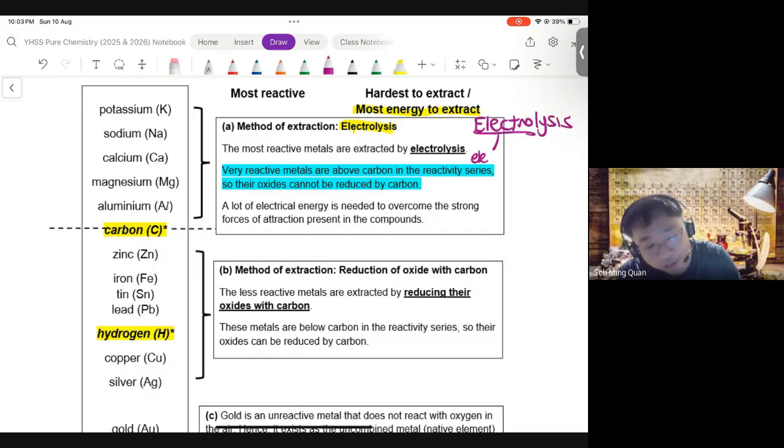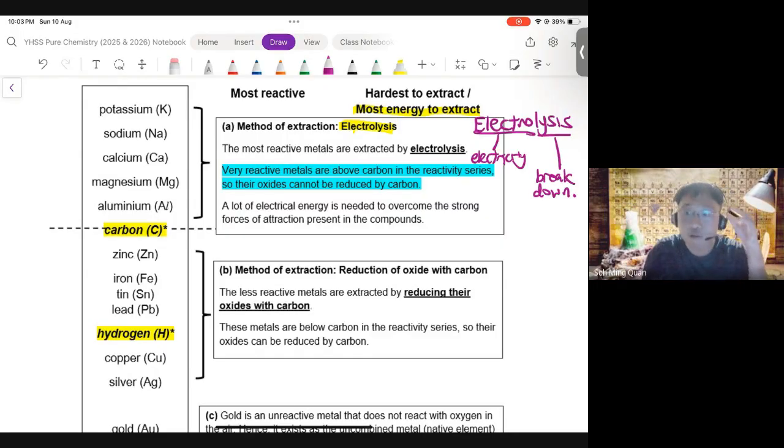Electro means electricity. Lysis means break down. So I'm using an electric current, passing an electric current through the compound to break it down. And this, you can imagine, is a huge investment of energy.